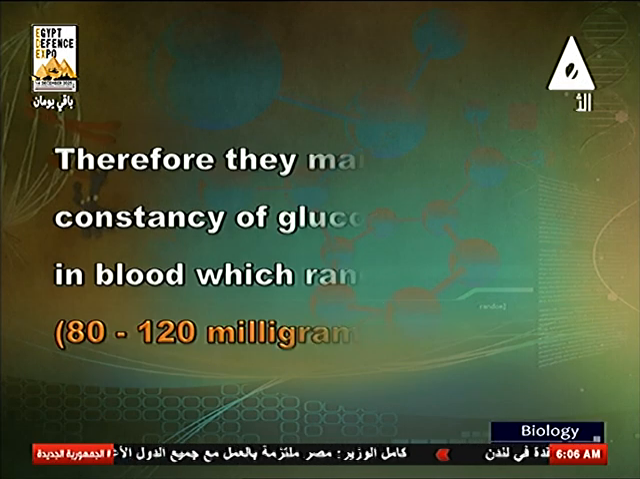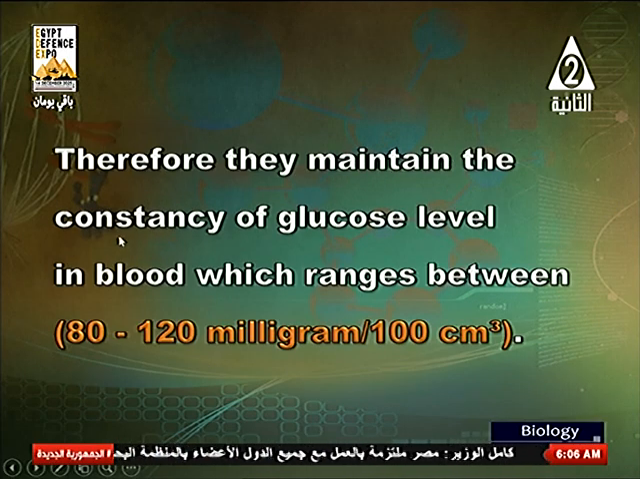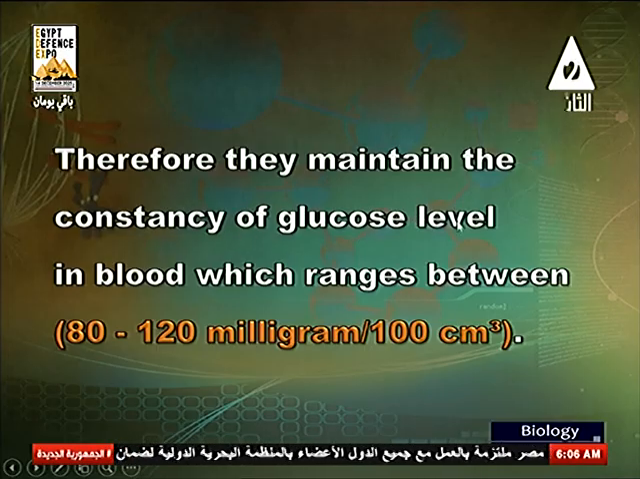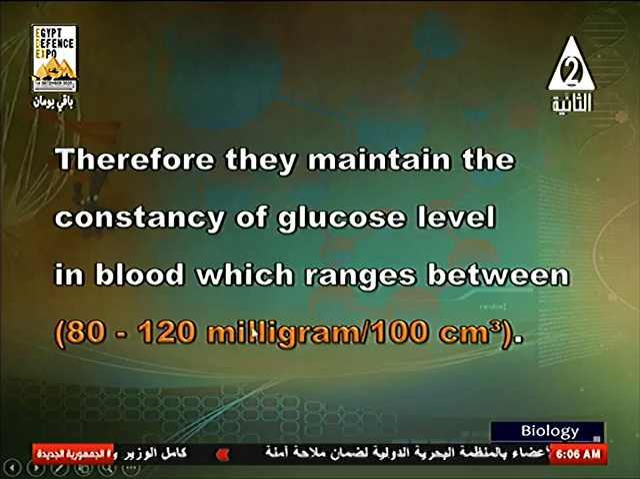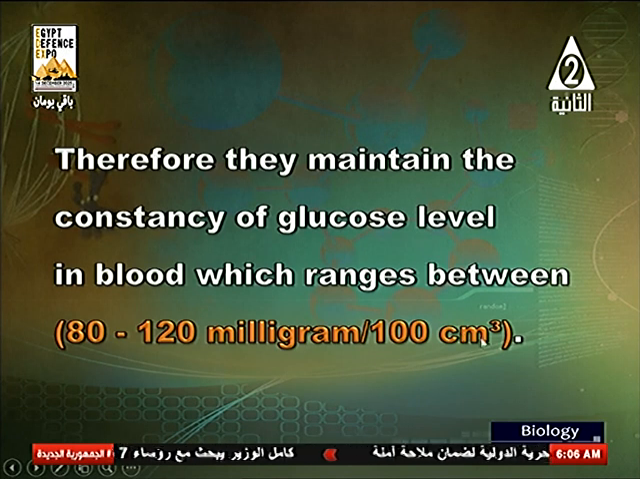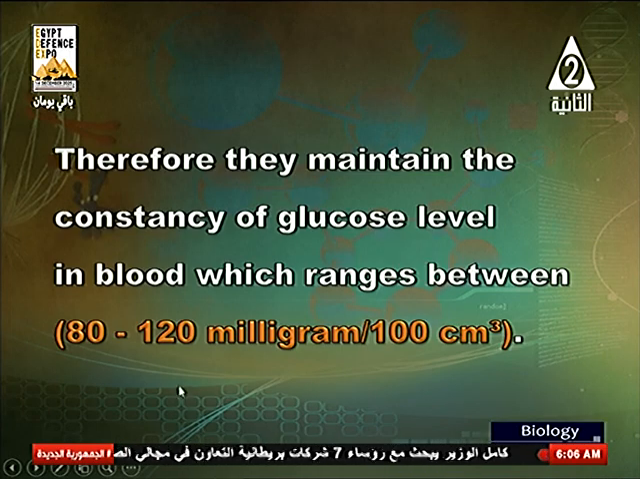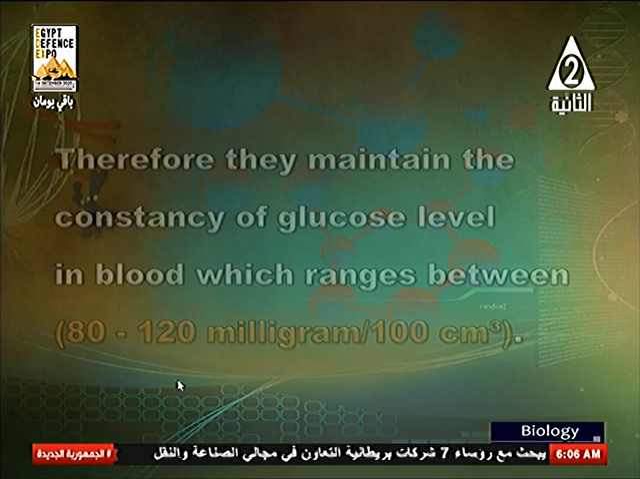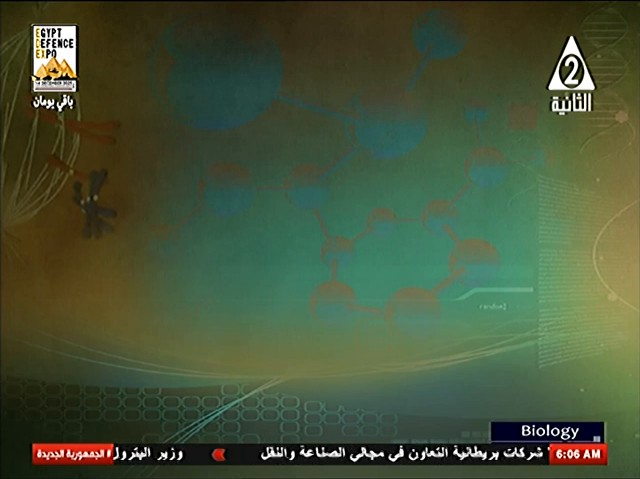Therefore, they maintain the constancy of glucose level in blood, which ranges between 80 to 120 milligram per 100 cubic centimeter. This is the normal range for a healthy person. If you are fasting, the range will be from 60 to 100.